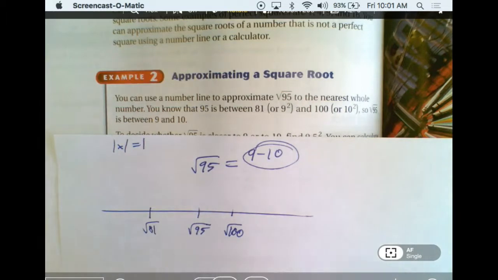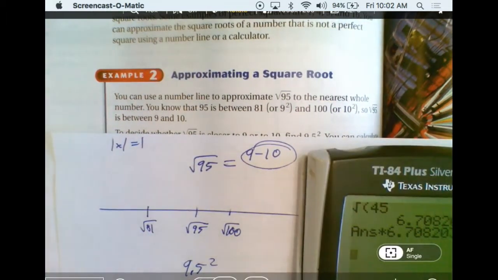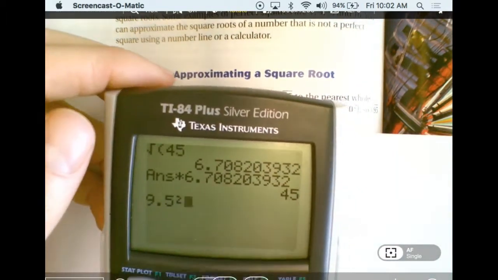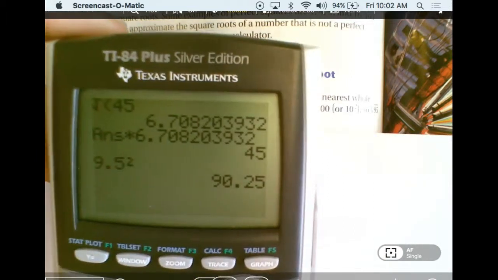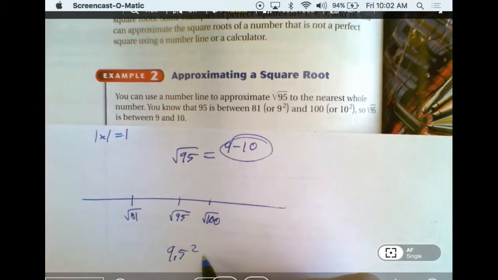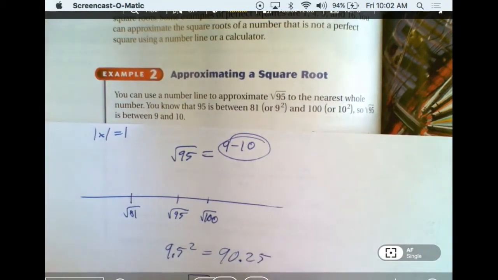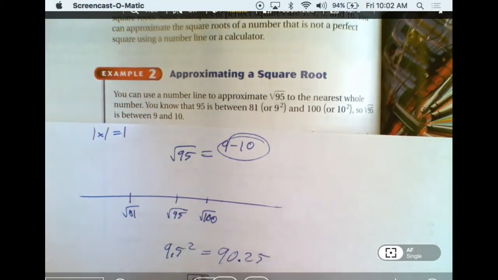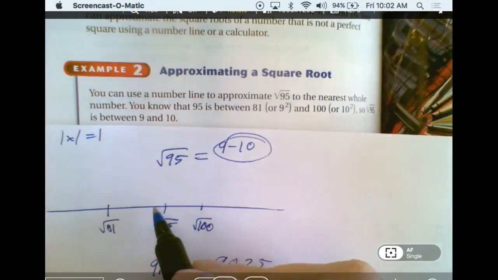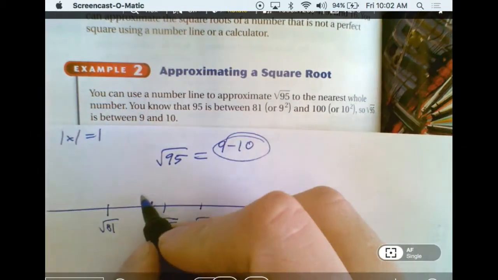9.5, right? So let's go ahead and do 9.5 squared and see what that ends up as. So 9.5, and I have a square button. Enter. 90.25. See that? So the square root of 90.25 is going to be directly in the middle here.